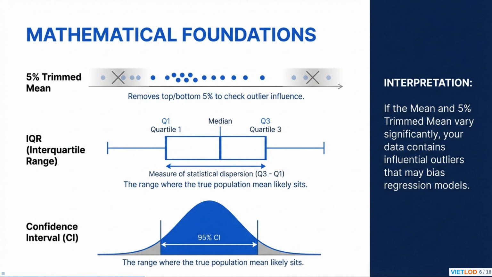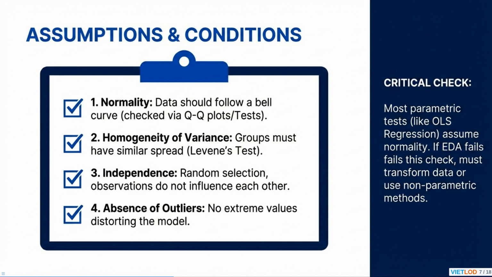Next, the interquartile range, or IQR, quantifies statistical dispersion. It's simply the range between the third quartile and the first quartile, representing the middle 50% of your data. Lastly, the confidence interval, or CI, provides a range where we can be reasonably confident the true population mean lies. A 95% confidence interval means we are 95% confident that the true mean falls within that specific range. These statistics are crucial because many powerful econometric models rely on a set of strict assumptions about the data. Let's review these critical conditions.